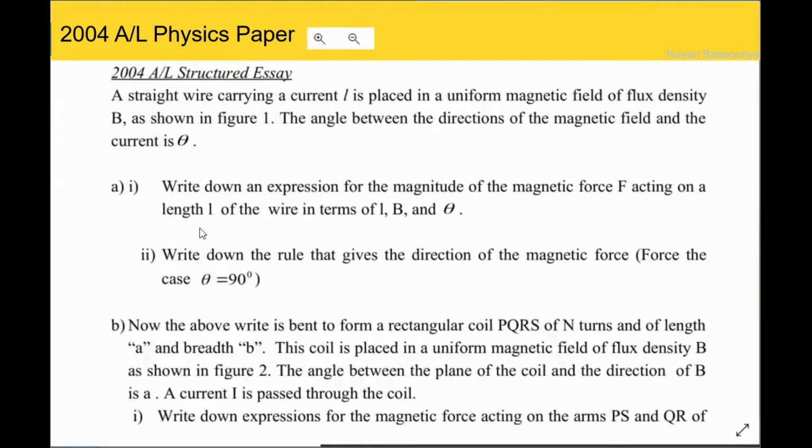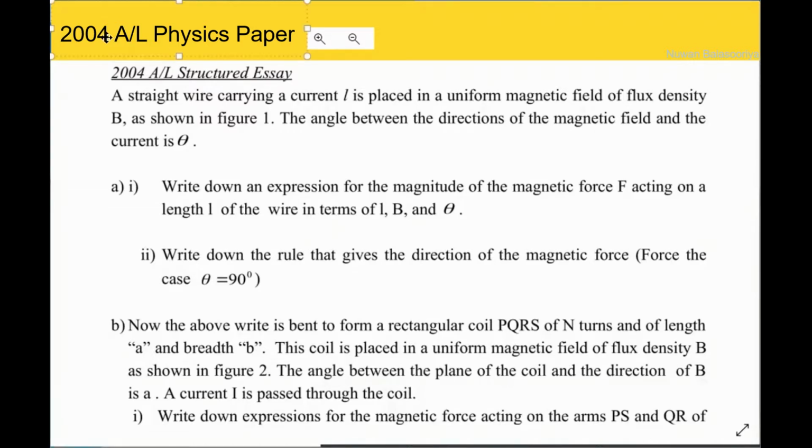Next question. Part A, Roman number 1, the answer is B I l sine theta. Roman number 2: write down the rule that gives the direction of the magnetic force in the case when theta equals 90 degrees. If theta equals 90 degrees, there is a rule we can use to find the direction of the magnetic force. What is the name of the rule that we use to find the direction of a magnetic force?